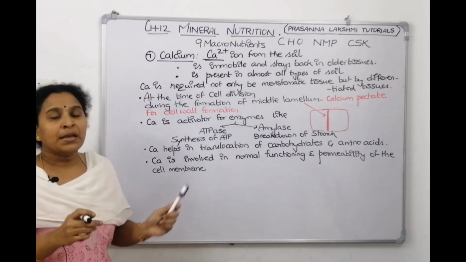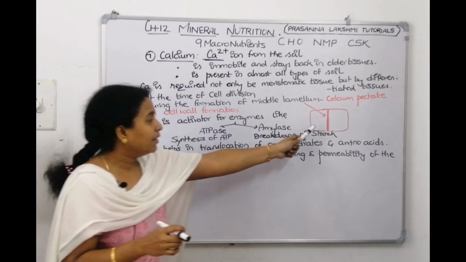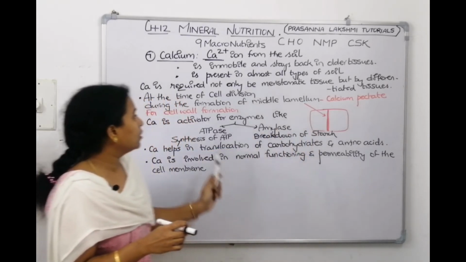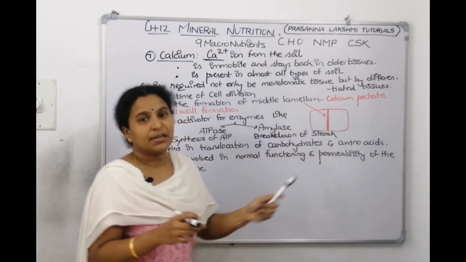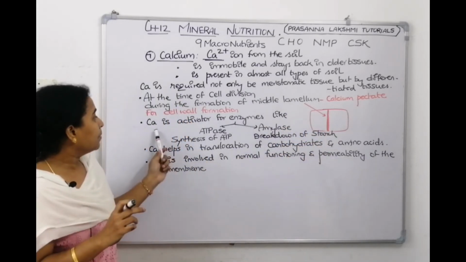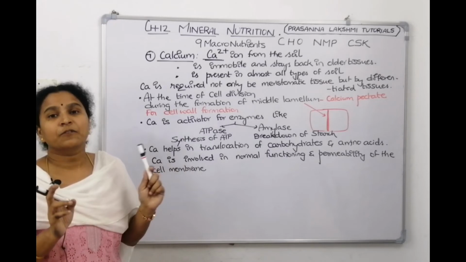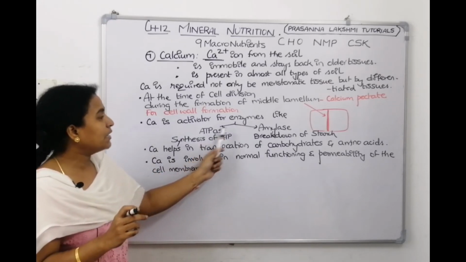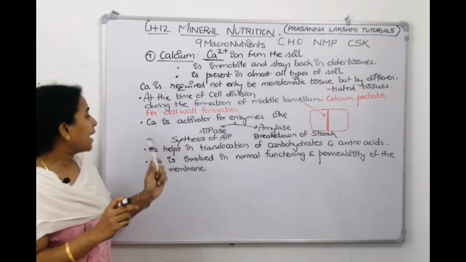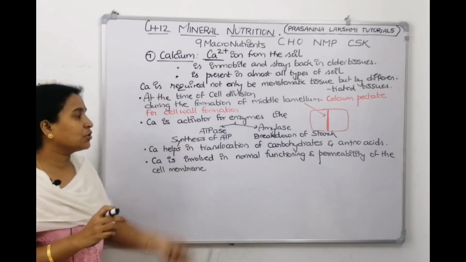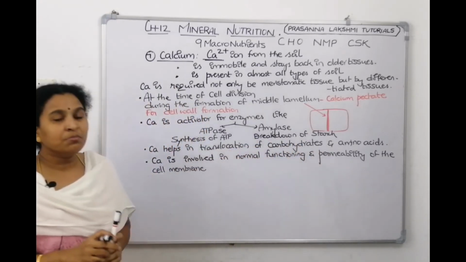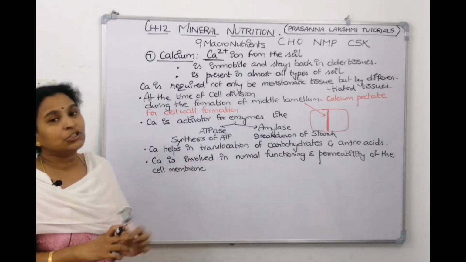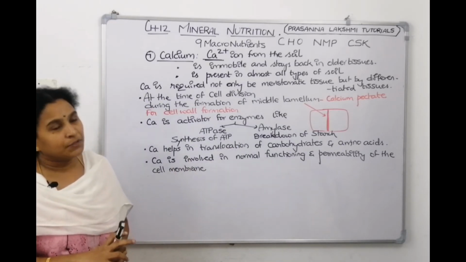Functions of calcium. Calcium will make middle lamellum at the time of cell division. For making the middle lamellum, which is made up of calcium pectate, calcium is required. Now calcium acts as an activator for enzymes like ATPase and amylase. Calcium helps in long distance transport of sugars and amino acids. Calcium is involved in normal functioning and permeability of the cell membrane.